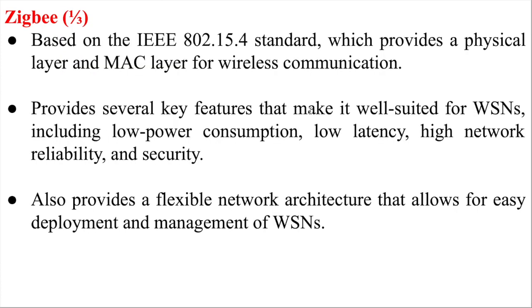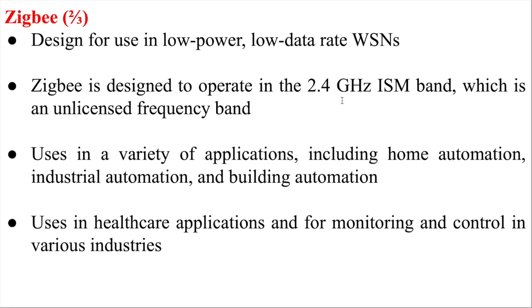Now the Zigbee protocol. When we talk about Zigbee, it is based on the 802.15.4 standard. That means whatever the properties and qualities of the 15.4 standard are already incorporated in Zigbee. So it also has low energy consumption, low power consumption, low latency, high reliability and security. Why? Because it is based on 802.15.4, so it automatically captures all these properties. They also support a flexible network architecture, allowing deployment and management of the wireless sensor network, and they support 2.4 gigahertz because of the 15.4 properties. Applications include the industry applications we have seen, healthcare applications, and building automation.